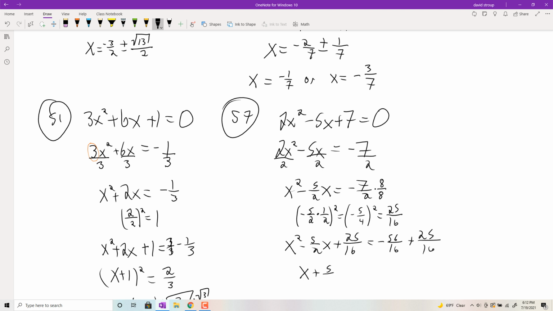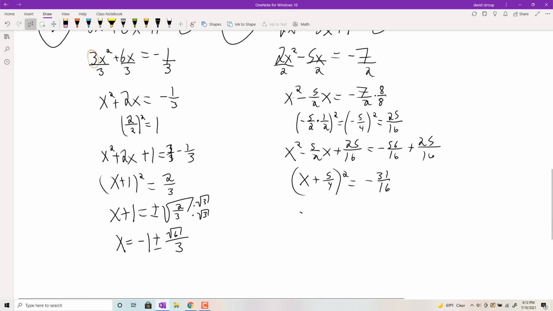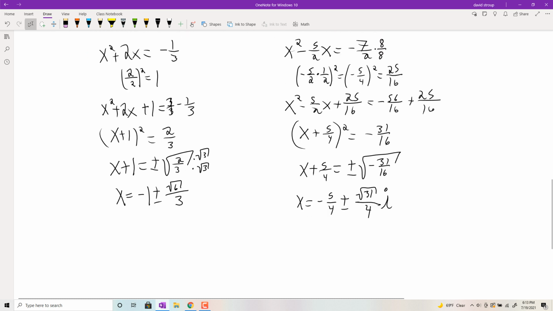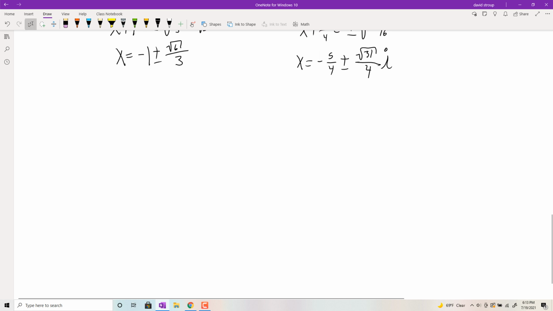Factor. So the x plus 5/4 squared equals, that looks like 31, negative 31/16. Okay, square root property now. So x plus 5/4 equals plus or minus square root of negative 31/16. Okay. Move the 5/4 over. Plus or minus, march the negative out the back door, so that will result in an i. Then you'll have root 31 over root 16. Root 16 is just 4. And that's the standard form for a complex number, a plus bi. Okay. So make sure you can handle that stuff.